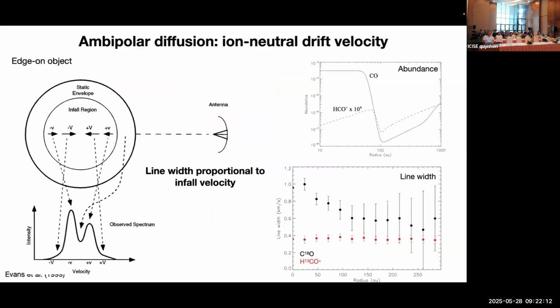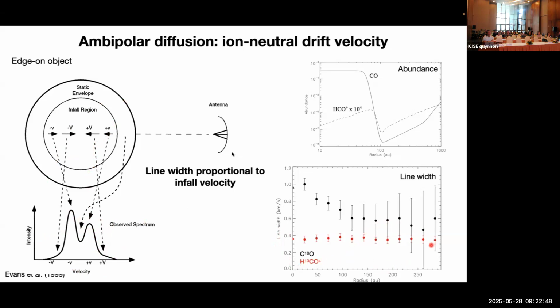Because this source is edge-on, its line width is proportional to the infall velocity, shown by this cartoon diagram. If you have an infalling envelope and we look at it edge-on, its high velocity will appear as this line width in the spectrum, so we will have a broader line width. If we don't have this highly infalling material, then we lose this line width emission and get a narrow spectrum. So here I compare the line width of C18O and H13CO+ as a function of radius.